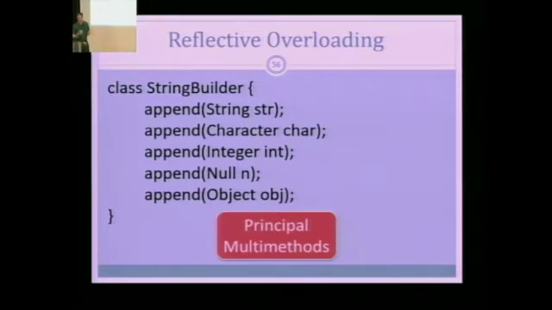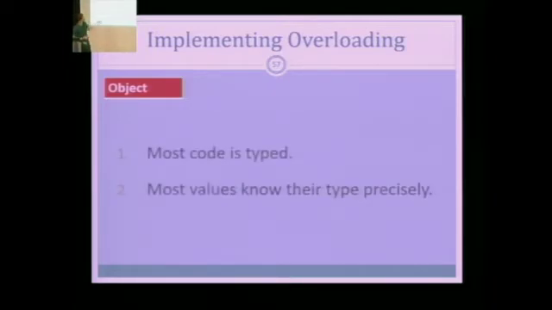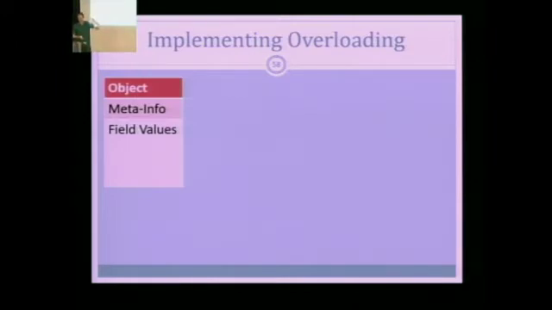But multi-methods have some known problems with efficiency, and we've already seen problems with efficiency, so how can we try addressing those problems? Let's think about how we can implement this. So first, how do we represent an object in, say, our runtime system? Well, remember, we've assumed that most of our code is typed, and most values know they're typed precisely. So we should probably base our implementation off of what objects look like in typed languages.